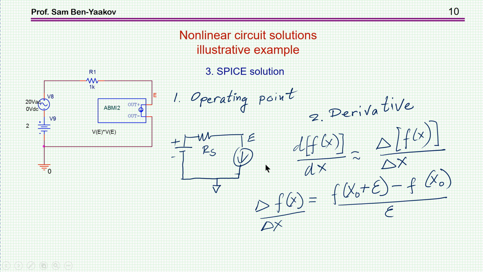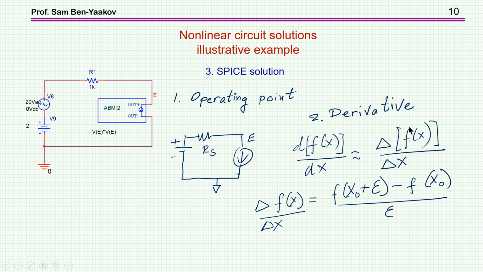So how do we do that? Here is a function that we have to take the derivative of. Now replace it by delta. That is, this will be a delta of the function, a small change in the function, divided by the small change of the independent variable, x.